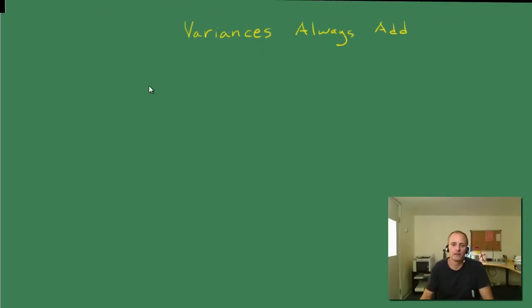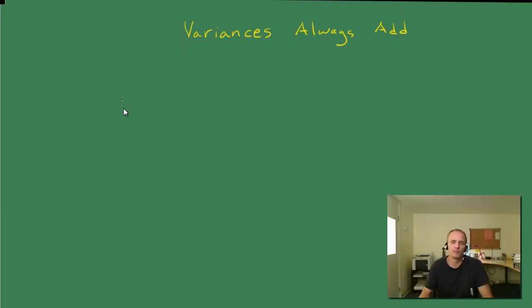Hello again, and this time I want to talk about a concept that's very important to really understand conceptually. It's easy to show algebraically, but if you can get this conceptually, it really makes working with variances a lot easier. And that is the concept that variances always add. What I mean by that is, let's say we have two random variables, x and y.